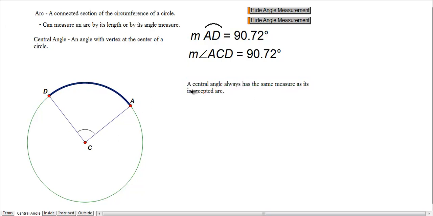Intercepted arc may be a new term, but intercepted just means the arc that's created by the angle. So in this case, arc AD is the same as angle ACD no matter how we slice it, no matter how big this arc is or how big the angle is. That's fairly straightforward. Let's look at another situation.